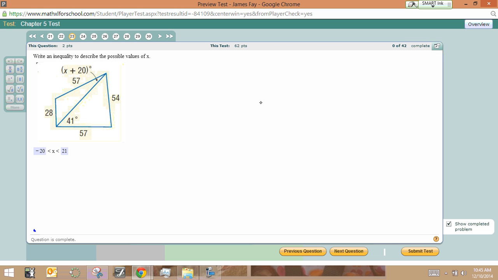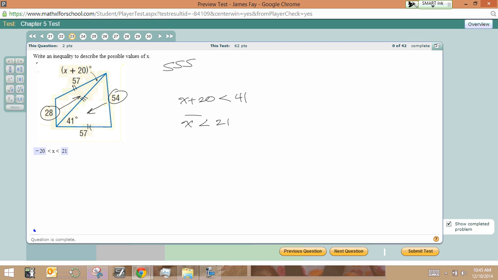This particular question, we're going to look at using the triangle inequality theorem, and we know that looking at this side, that's congruent to that side, and this is congruent to itself. Now 28 is smaller than 54, so we're using side inequality here. We know something about all three sides. 28 is smaller, so opposite 28, which is x plus 20, needs to be smaller than what is across from 54, which is 41. Subtract 20 from both sides, you get x to be less than 21.